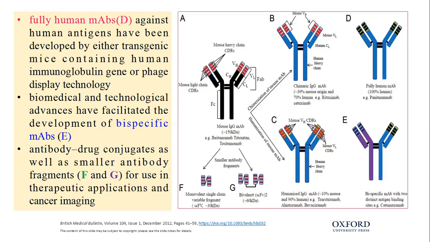So there are antibody drug conjugates as well as small antibody fragments. Here you can see F and G. These are monovalent single chain variable fragments and bivalent single chain variable fragments, having molecular weights of 30 and 60 kD. They are used for therapeutic applications and for cancer imaging. This particular type, antibody drug conjugates, are used.